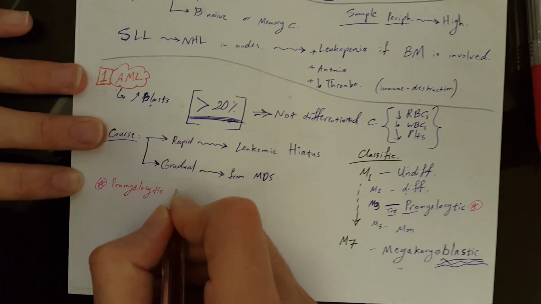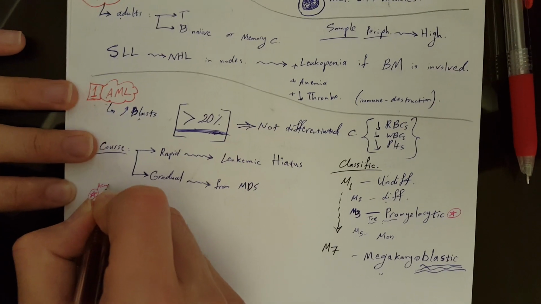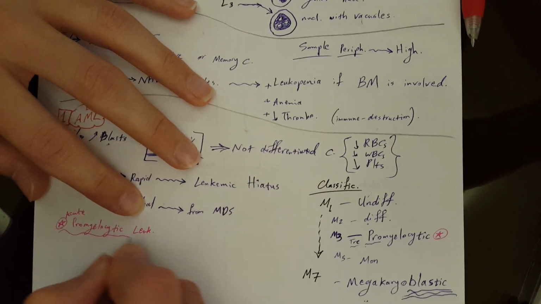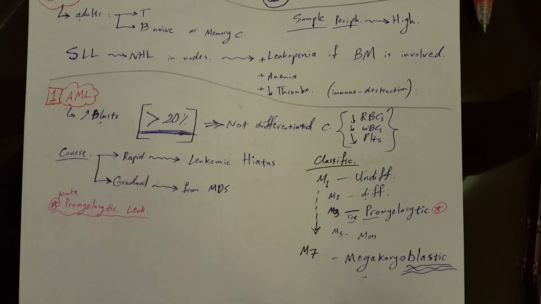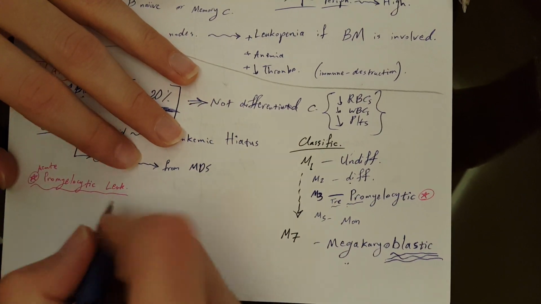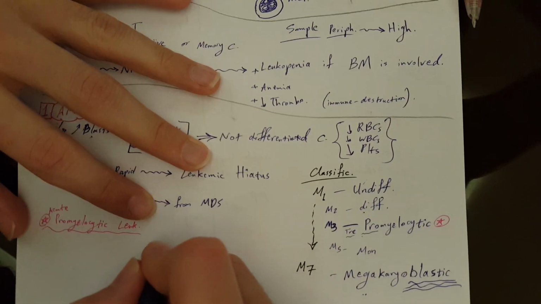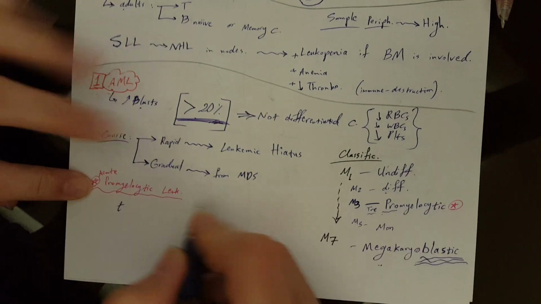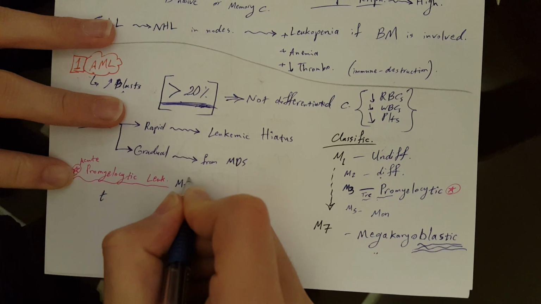Promyelocytic leukemia. It's acute. This one occurs due to a translocation. It's a T. Okay, do you remember which one was this? M3, right? This one is M3.